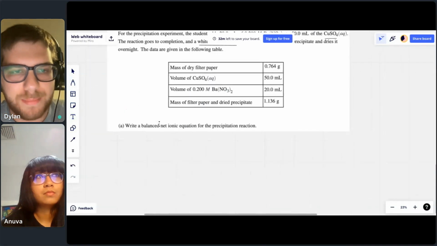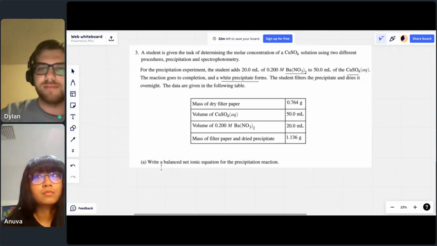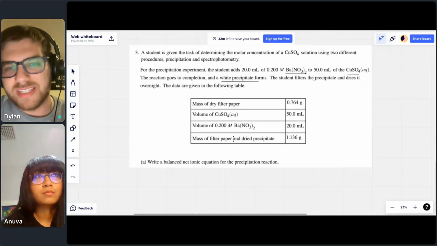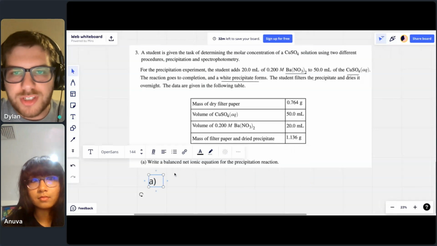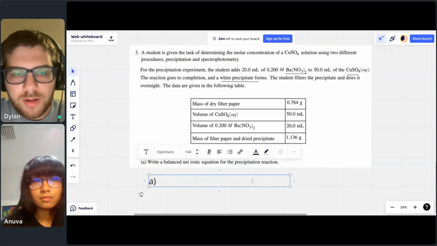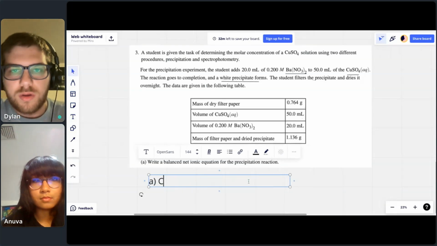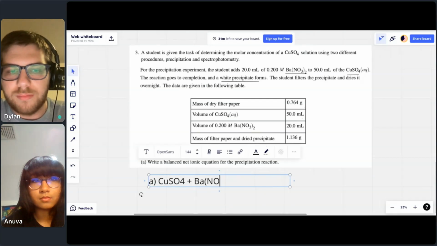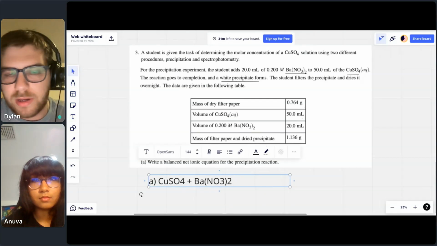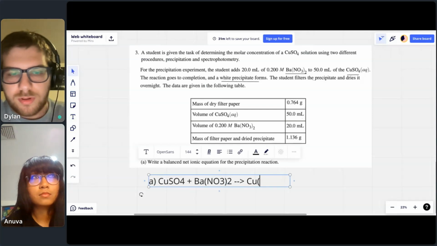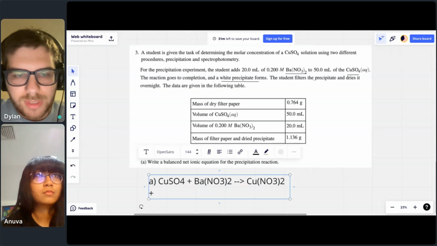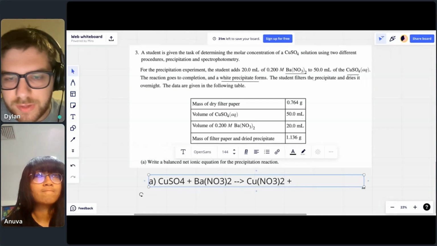First part asks us to write a balanced net ionic for the precipitation reaction. So actually, we don't even need this data yet. For part A, we know that we have two species reacting, right? And we'll balance it next. So we have copper 2 sulfate reacting with barium nitrate. Actually, we'll do barium 2 nitrate anyway. So this is going to react to form copper 2 nitrate, and barium sulfate.